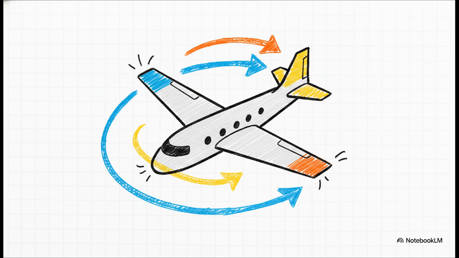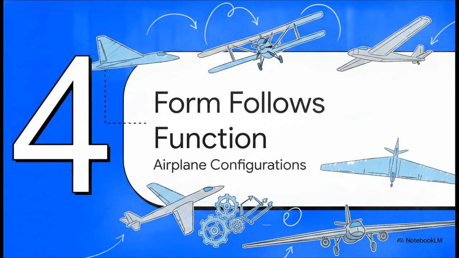What these surfaces are actually doing in real time is dynamically warping the plane's shape to manipulate the pressure distribution of the air we talked about back in Section 1. And that brings us perfectly to Section 4, Form Follows Function. Because once you deeply understand these basic physical principles, you can start to radically rearrange them.